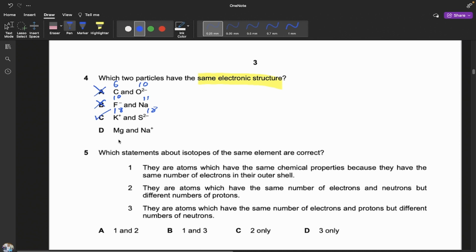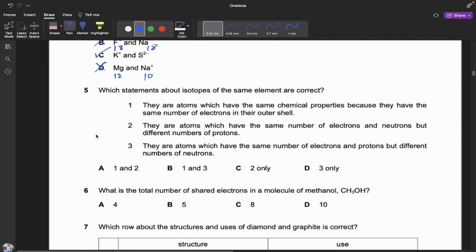We'll check D also. Magnesium is the 12th element, so it has 12. And sodium is 11, but it has lost 1, so it becomes 10.